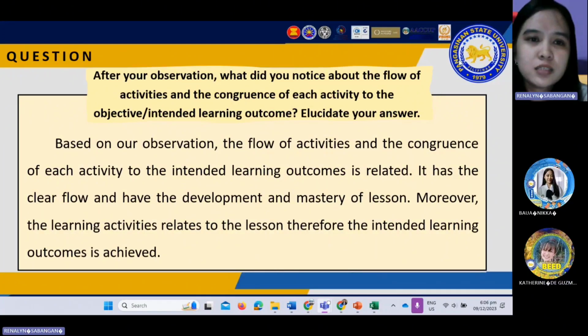And for answering this question, after your observation, what did you notice about the flow of activities and the congruence of each activity to the objective or the intended learning outcome? And elucidate your answer. So, based on our observation, the flow of activities and the congruence of each activity to the intended learning outcomes is related. It has the clear flow and has the development and mastery of the lesson. And moreover, the learning activities relate to the lesson, therefore the intended learning outcomes is achieved.